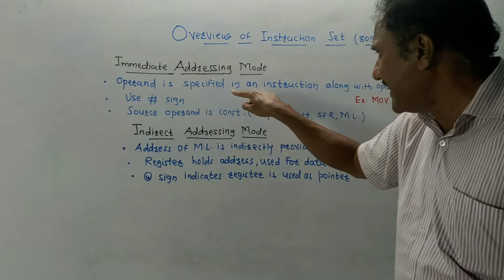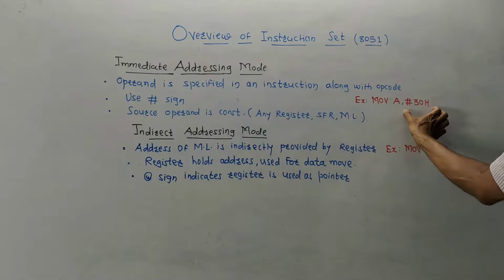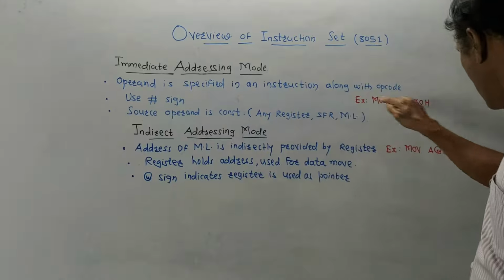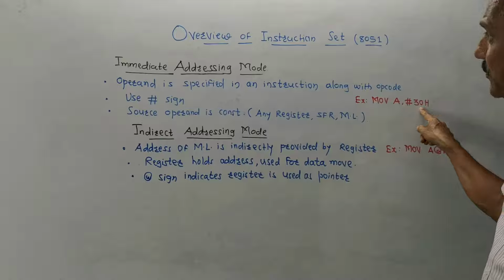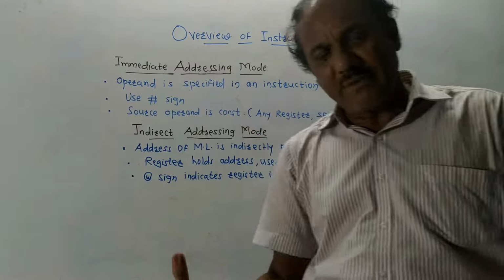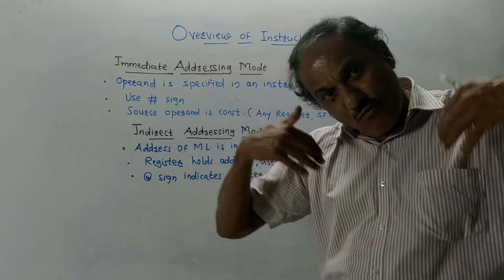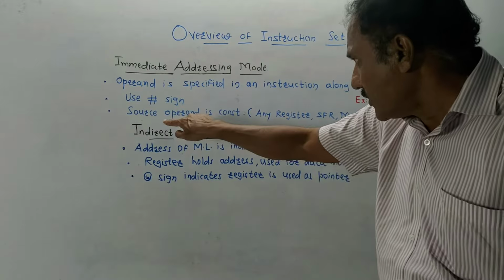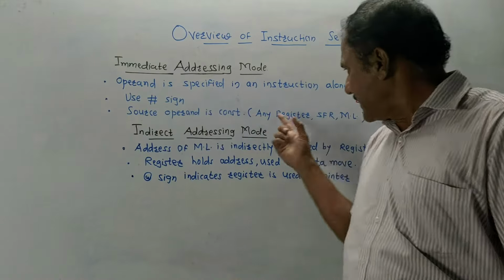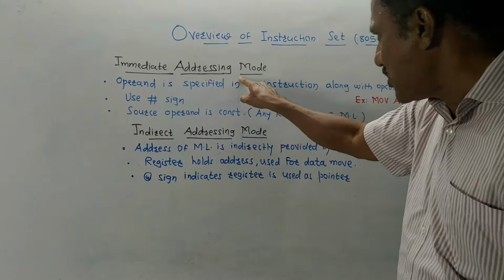So what we have written, operand is specified in an instruction. So this 30H, 30 hexadecimal is to be moved to accumulator A. So this is actually mentioned in the instruction itself. So it is immediate addressing mode. Then source operand is constant. Source operand means there are two types, source and destination. So source operand means the data from where we have to transfer it. So source operand is constant. It can be any register R0 to R7, then SFR, special function registers or any memory location. So this is immediate addressing mode.